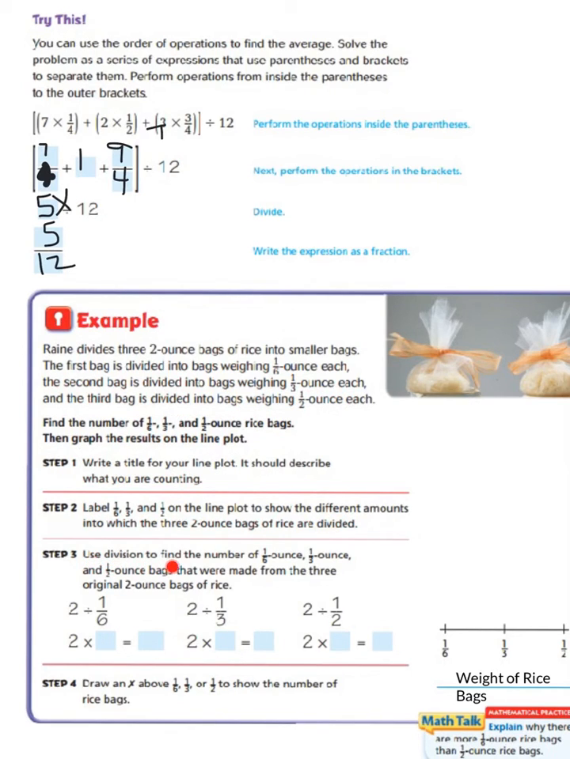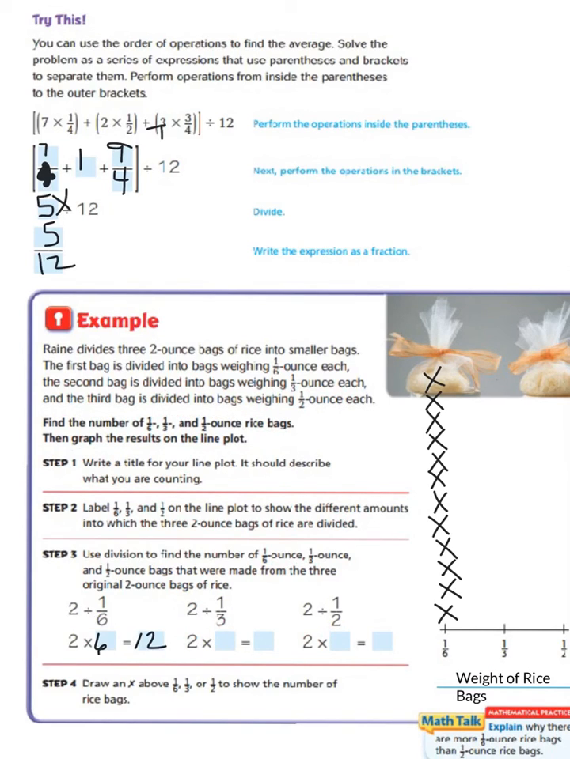It says use division to find the number of 1/6 ounce, 1/3 ounce, and 1/2 ounce bags that were made from the 3 original 2-ounce bags of rice. So we have 2 divided by 1/6, 2 divided by 1/3, and 2 divided by 1/2. When we do the inverse operation, that becomes 2 times 6 equals 12. So there were 12 1/6 ounce bags. 1, 2, 3, 4, 5, 6, 7, 8, 9, 10, 11, 12.